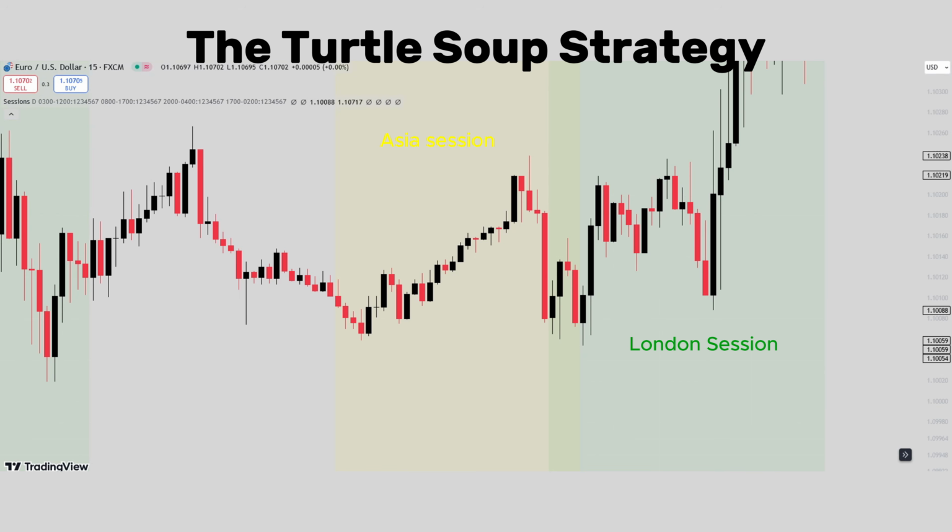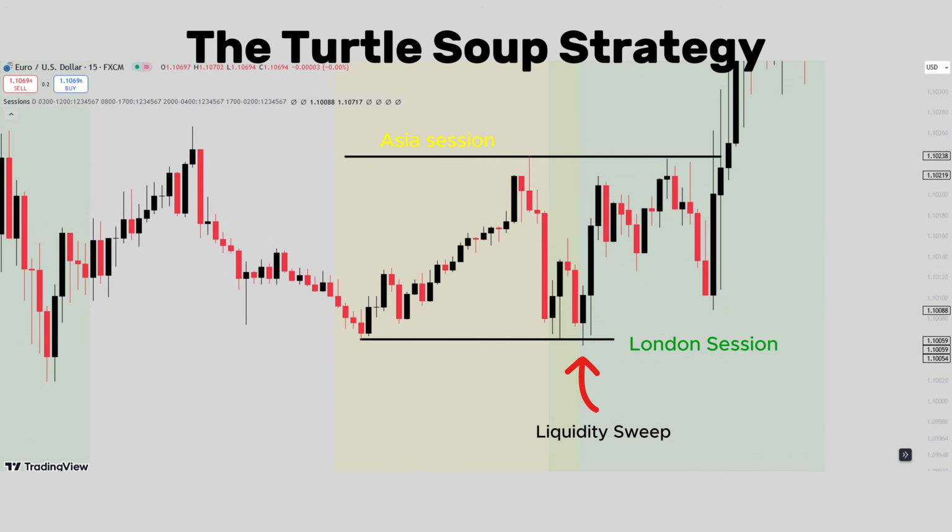You will often see that London takes the maximum high or maximum low of the Asian session, so it takes the liquidity from those levels and reverts the trend into the opposite side. And if we apply the turtle soup strategy on the Asian session using this knowledge, we identify and mark the Asia session high and the Asia session low.